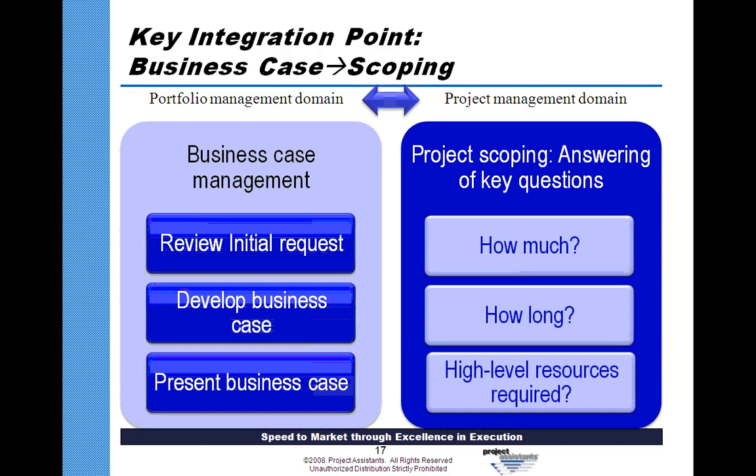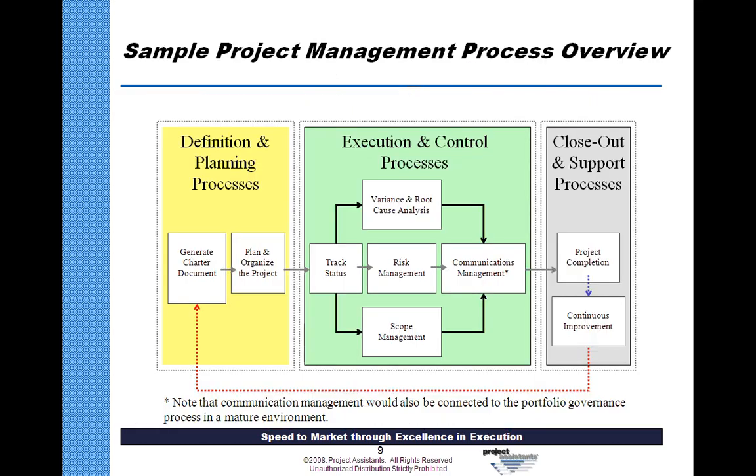So on the right-hand side, we have project scoping, right? In the initial scoping of an idea to build a business case, if we look at an outline of a business case and ask what a business case is looking for, it's going to ask questions like, how much is it going to cost? How long is it going to take? What kind of resources are going to be required? And for us to do that well, we've got to drop down into some of our basic project management principles, right? Especially the planning and organizing of a project, especially generating a charter document.